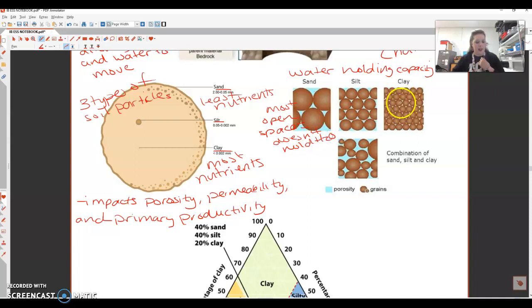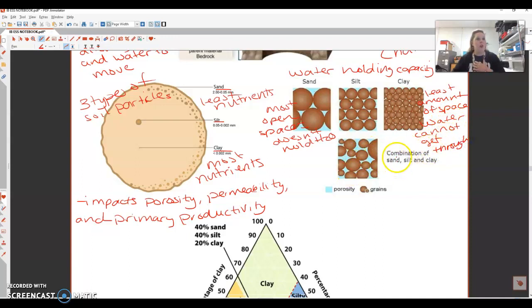Okay, now if you look at clay, it has the least amount of space. There's very tiny little spaces between the soil particles because it can pack together more tightly. So this has the least amount of space, meaning water cannot get through. So if you just have clay and you put water on it, water literally will just sit on top of it for hundreds of years and not go anywhere. So water cannot get through.